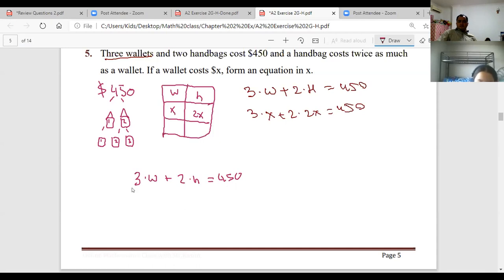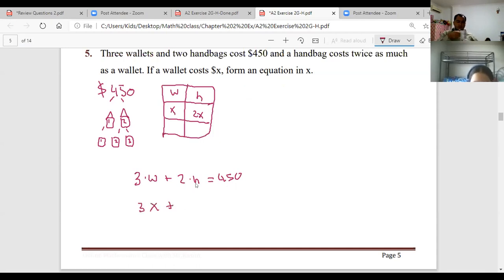So it's 3x plus 2H, that's 4x. No, first do it one by one so that you understand. You're substituting their value, right? 2 times 2x. So, Hannah, can you write from here, at the top? You have a lot of space. I'll show you. You can just draw a line and continue from there. 3x plus 2H, that's 2 times 2x equals 450.